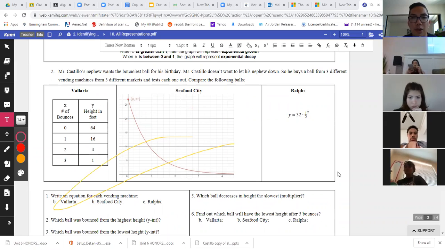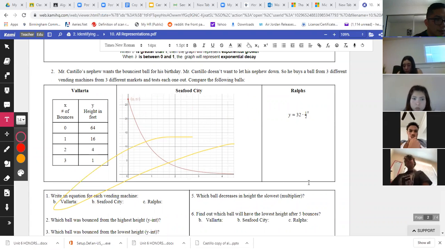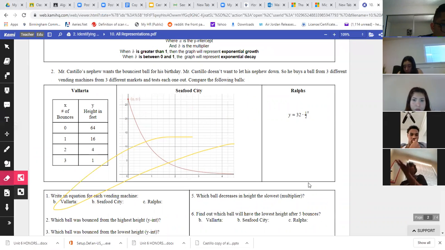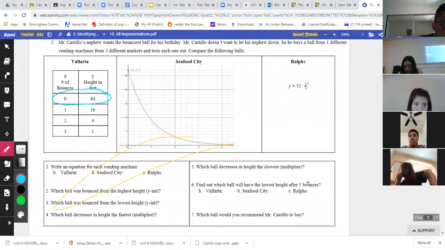Okay, so we buy a ball from 3 different vending machines, and then we are going to test each one out and compare how each of these are. So let me go back to this. So in the first one, remember the y-intercept is always where x is 0. Okay. So this is going to be 64.